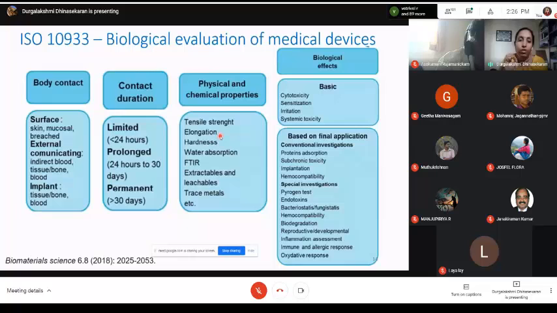They have particular standards, like how much sample you need to take and how many studies you need to do, for devices ranging from contact lenses to dental implants. We need to follow the standard. Even for research paper writing, it will be beneficial if you use this protocol for testing the materials. Okay.